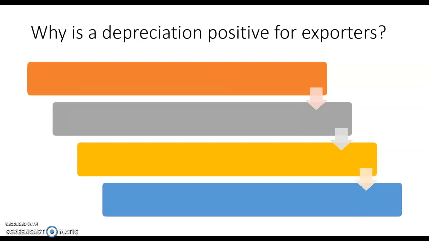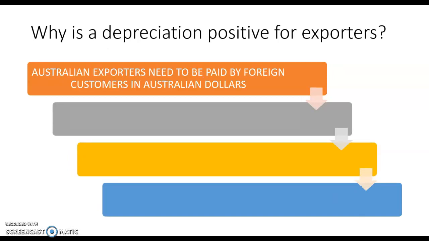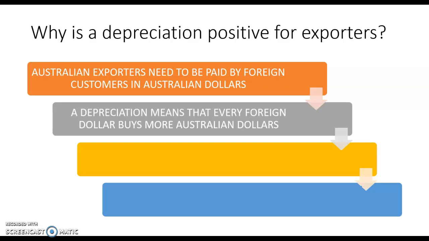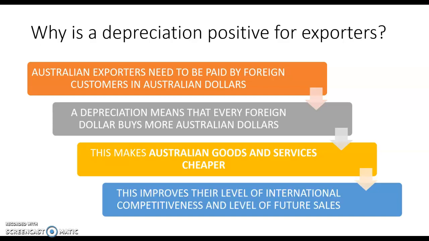Why is a depreciation positive for exporters though? Australian exporters need to be paid by foreign customers in Australian dollars. A depreciation means that every foreign dollar is going to buy more Australian dollars than it did previously. This therefore makes Australian goods and services cheaper for our foreign customers because they have to pay less of their currency to be able to get these goods and services. So this improves the Australian exporters' level of international competitiveness and probably their level of future sales as well.